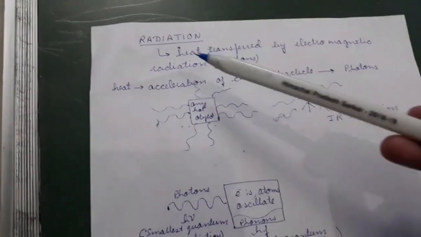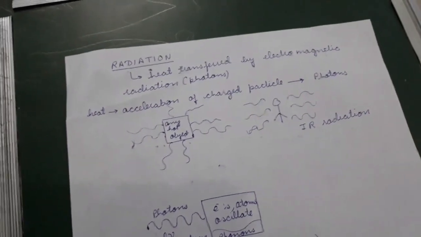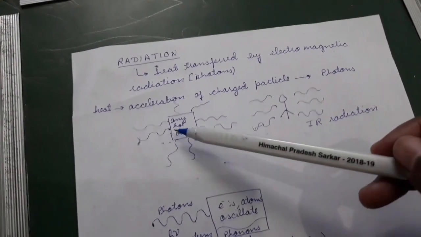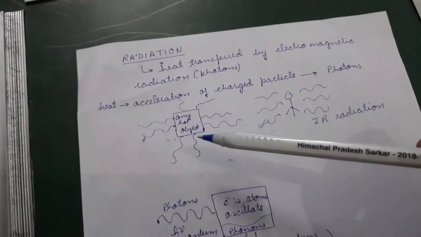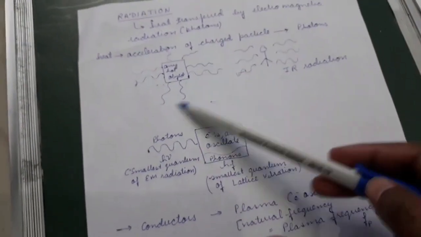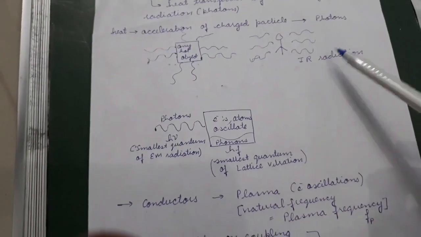Okay, the next thing that we are going to discuss is the flow of heat by radiation. Everybody knows that any object that is hot will radiate heat in the form of electromagnetic radiation. Electromagnetic radiation is nothing but photons. Similarly, a human body is at a higher temperature, so it will also radiate IR radiation. Any hot object will radiate photons.